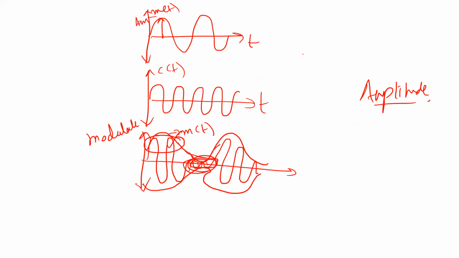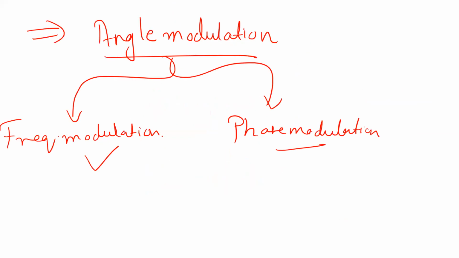I told you a diagram of amplitude modulation in which we had the signal m(t) and c(t). Depending upon the amplitude of the message signal, the amplitude of the carrier signal went varying. When the message signal amplitude was higher, the carrier signal amplitude went higher. When the message signal went lower, the carrier signal amplitude also varied. So it's directly proportional to the message signal.